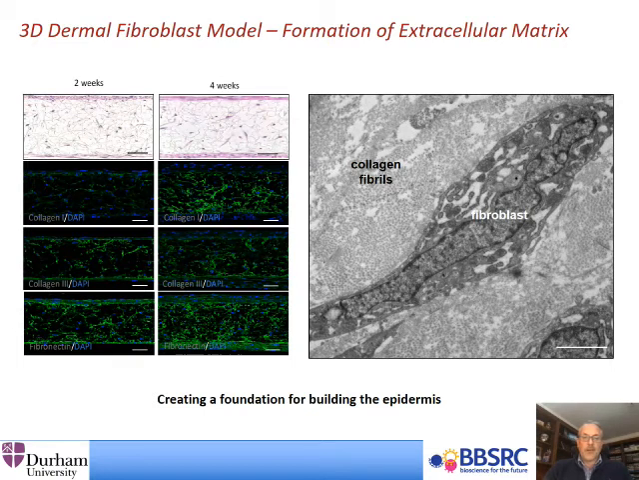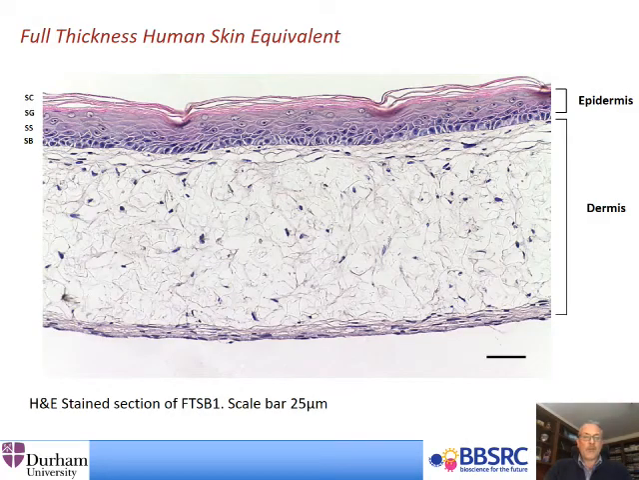This is a fibroblast inside our vertex producing lots of collagen, as you can see here very clearly, and it's stained by these immunomarkers. That builds up over time, and that creates a foundation upon which to build the epidermis. And we see very clearly now the epidermis, which is now on the surface of that dermal compartment, and that has differentiated into its component parts when grown at the air-liquid interface.